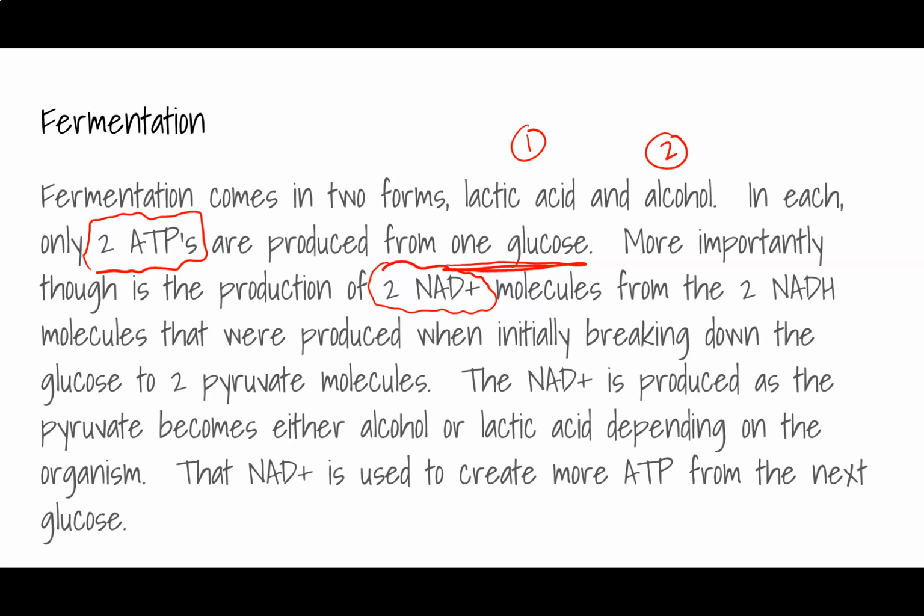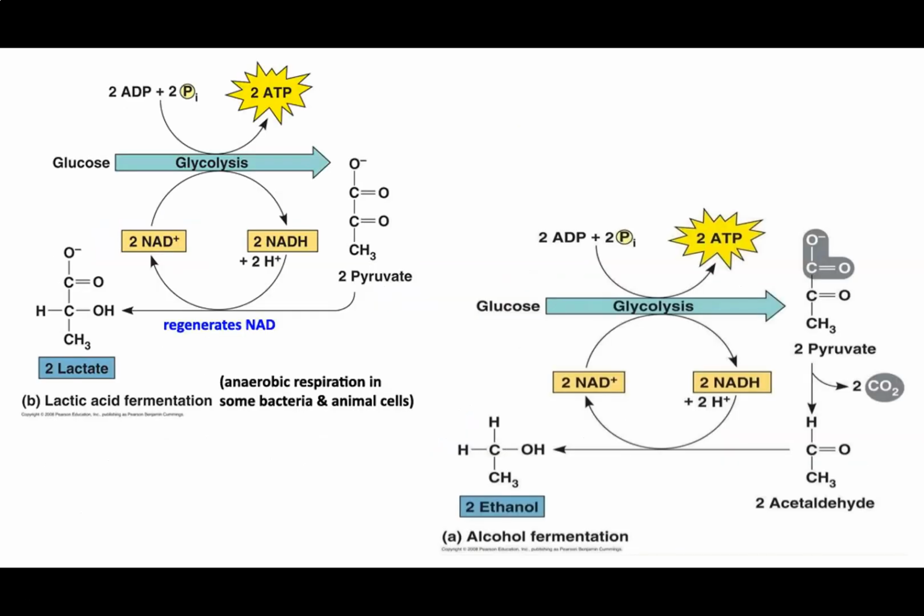The end result to remake this NAD+ is going to be alcohol if you're in the yeast family. And if you are in the bacteria family that's in yogurt, let's just say, you may go on to make lactic acid or lactate. And in human muscles, when we go anaerobic, which we'll see coming up, we will produce lactic acid as well, which is very painful the next day. So let's take a look here.